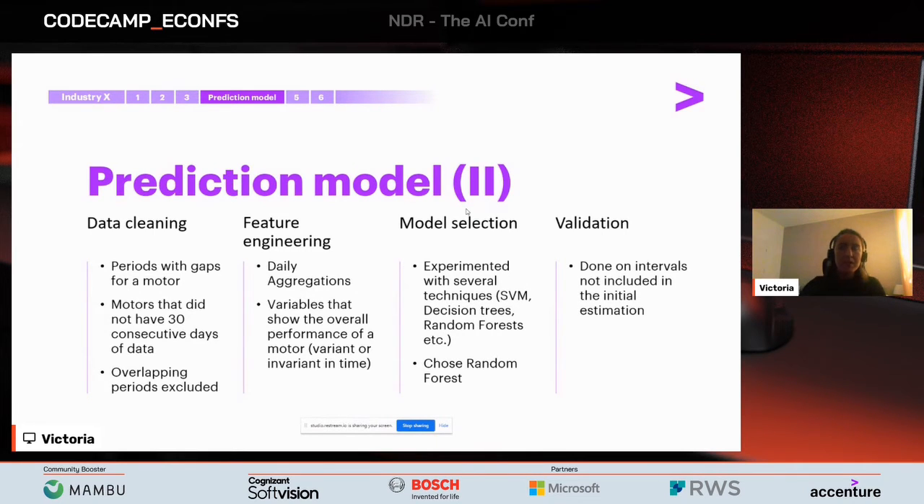And for the validation, obviously we validated the model on data it hadn't seen before. But one thing to mention is that because our data had a time series characteristic, even though we didn't treat it as a time series per se, we did analyze its performance on intervals that weren't included in the estimation. So if the model was constructed on data until January, we tested its performance on data starting with February.